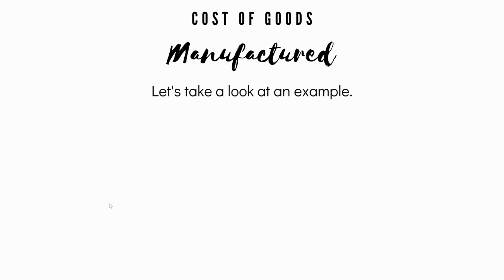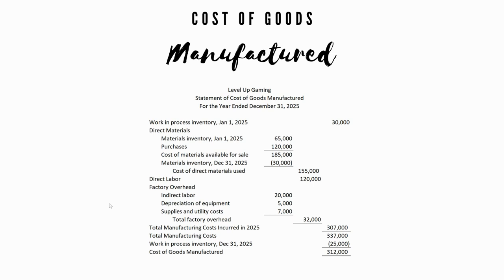We're going to take a look at an example now. This is a cost of goods manufactured that I went ahead and prepared for Level Up Gaming. We're going to start here with the work in process inventory. And I also want you to go ahead and note that there are 3 separate columns with numbers in them. So the very first thing you're going to see on a cost of goods manufactured is the work in process inventory at the beginning of the year.